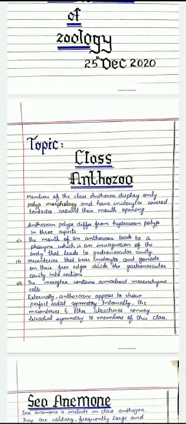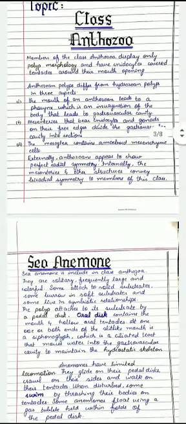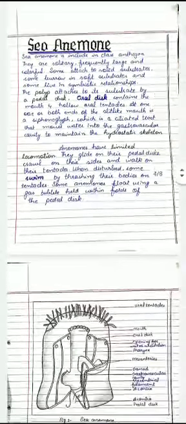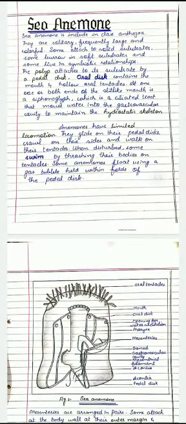There are a number of examples of this class. One of its examples is sea anemone. Sea anemone is included in class Anthozoa. They are solitary, frequently large and colorful. Some attach to solid substrates, some burrow in soft substrate, and some live in symbiotic relationship. The polyp attaches to its substrate by pedal disc.